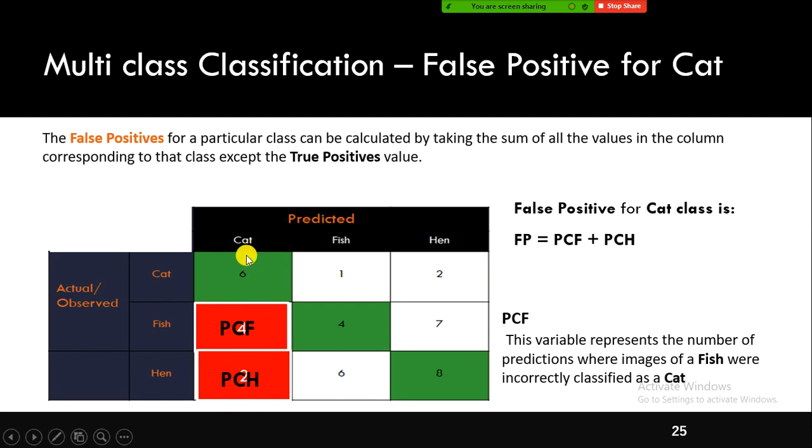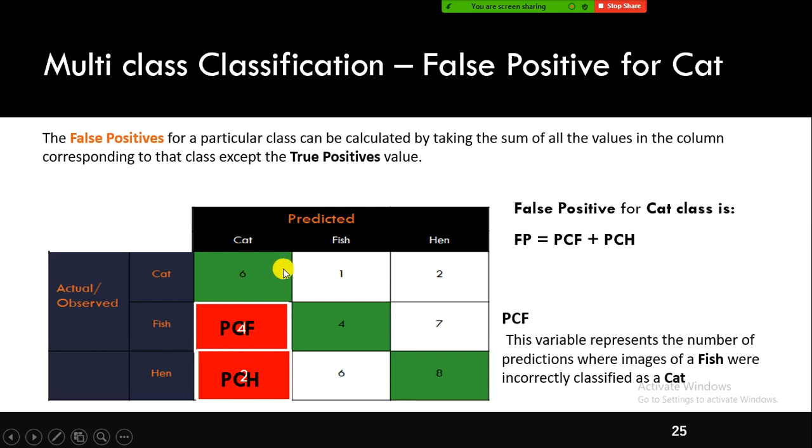In this first cell, the model correctly predicted six images as cat, and they are actually cat. When you look here, the model predicted the image as fish, whereas actually it is cat. So one image was wrongly predicted as fish instead of cat. And here, my model wrongly predicted hen, whereas it is actually cat. This is my false negative. This is my false positive.